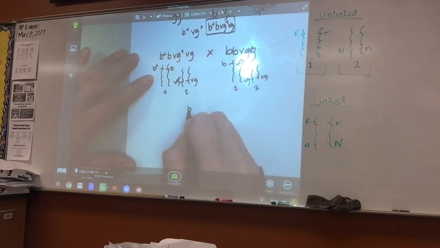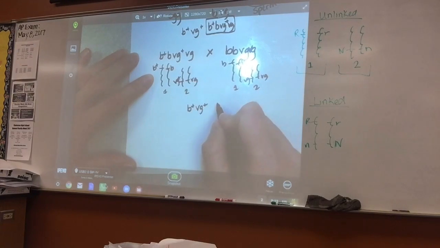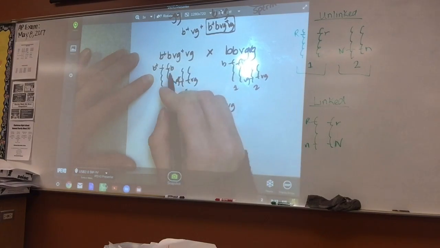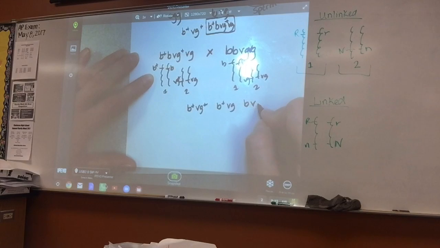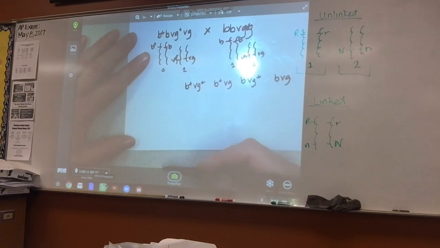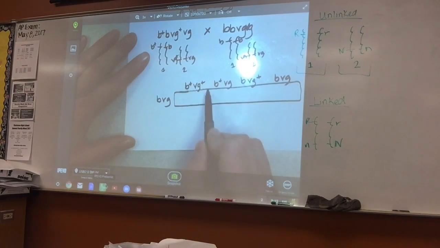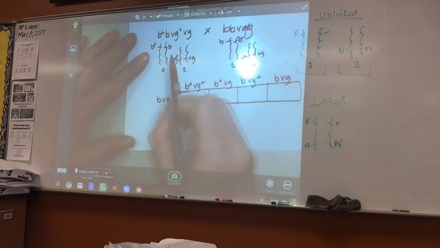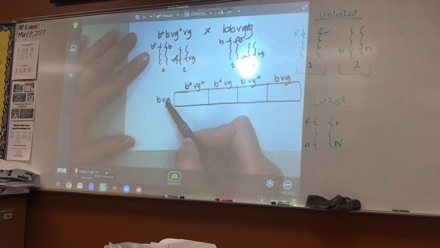So there's 4 possible combinations: B plus VG plus, B plus VG, B VG plus, and B VG. For this parent, you could do 4, but all 4 of them would have a B and a VG. Since they're all going to be the same, I'm just going to make one thing like this and make a Punnett square like this. But this parent has 4 possible combinations to pass on to the kid. This parent only has 1.